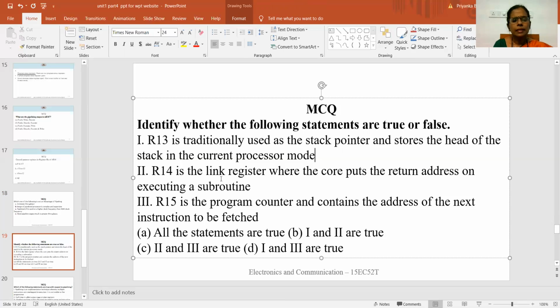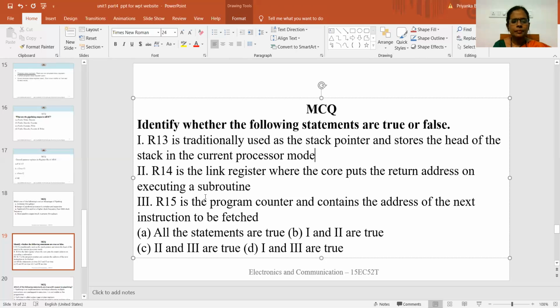R14 is used as the link register. So what is the use of the link register? Whenever we use a subroutine, the control transfers from the main program to the subroutine. To come back from the subroutine to the main program, we need to save the address. That saved address is available in the link register. So R14 is a link register where the core puts the return address on executing a subroutine. So statement 2 is also right.